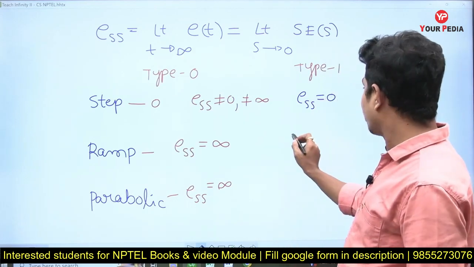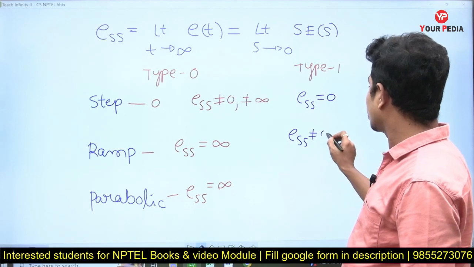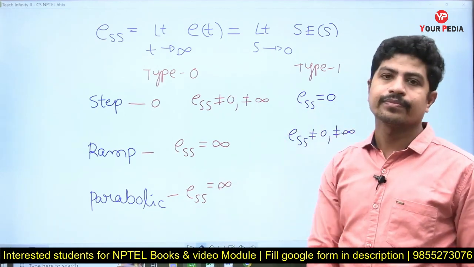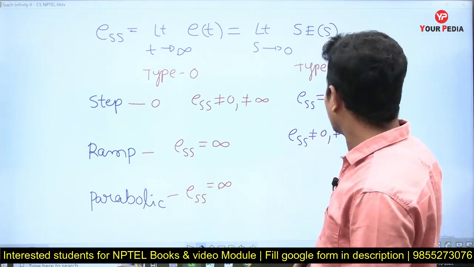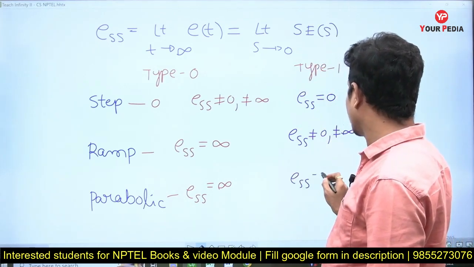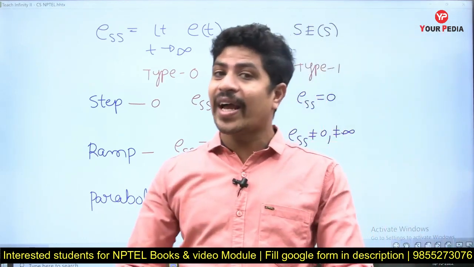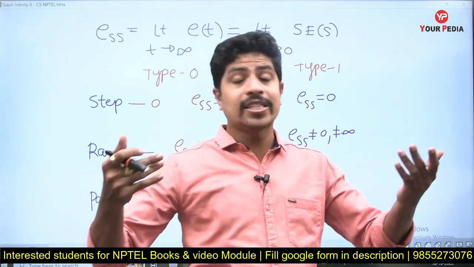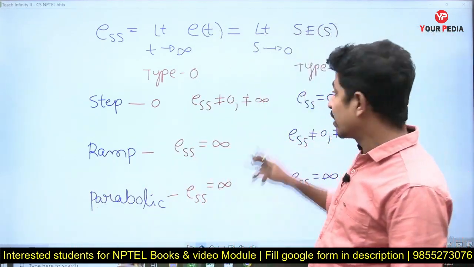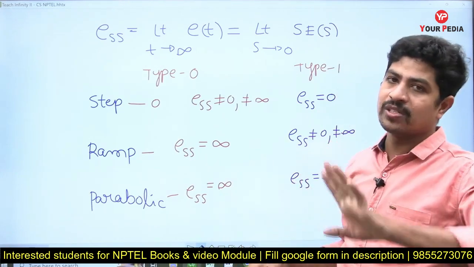Now if it is ramp, steady state error will be neither 0 nor infinity, some finite value. If you are giving parabolic input to type 1 system, steady state error will be infinity. So if it is accepted to have some finite steady state error with the ramp input for type 1 system, yes, you can get some finite steady state error for ramp input with type 1 system.